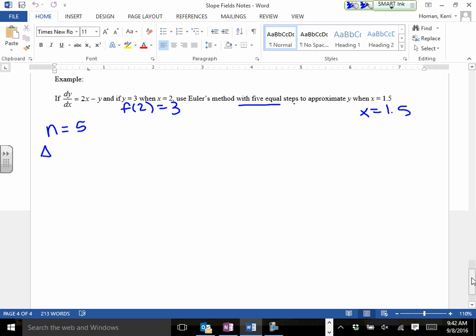So our change in x is, well, it's 1.5 minus 2 over 5. Okay? You need to take b minus a, where you're ending minus where you're starting, over 5.